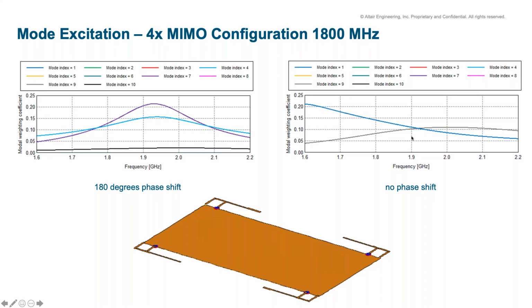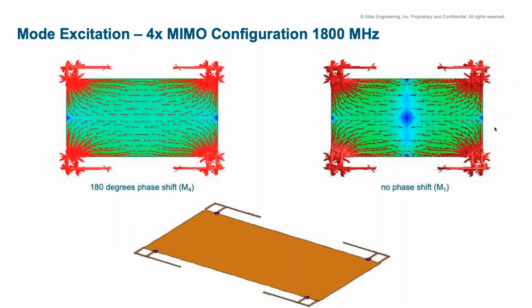And on the right, you can see the case with no phase shift. Here we excite mode 1, and I'll show you in the current what that actually looks like in a moment. And we also excite mode 9 over here. So if we go over to the modal current distribution, this is just for the excited mode. Here you can see very nicely that long mode, in this case mode 4, that we wanted to excite using this MIMO configuration, where mode 1 is this sort of dual resonance where we have a null that runs down the center of the ground plane.